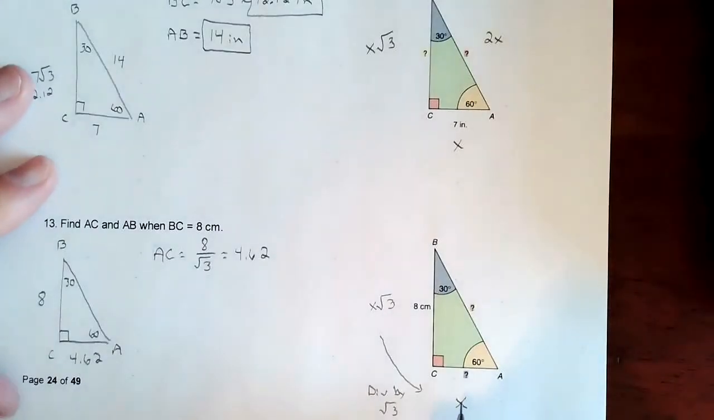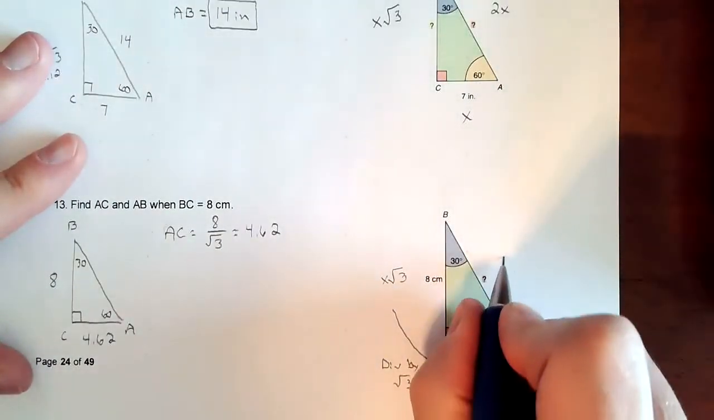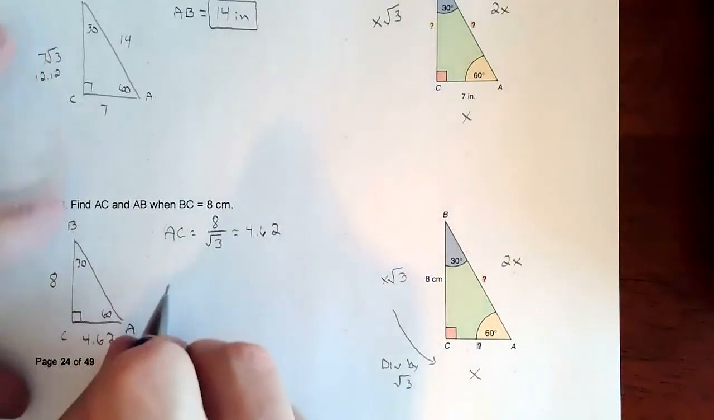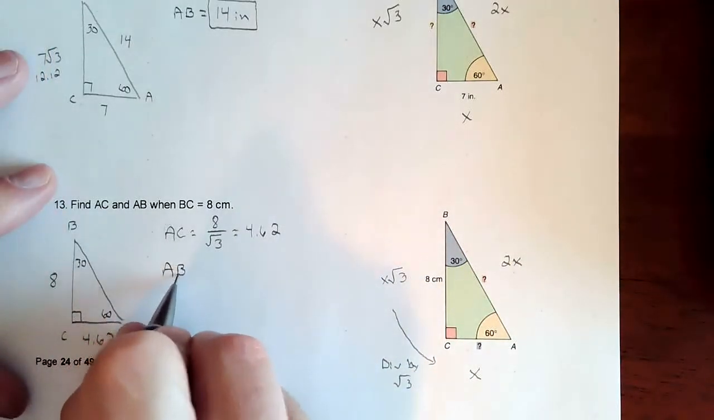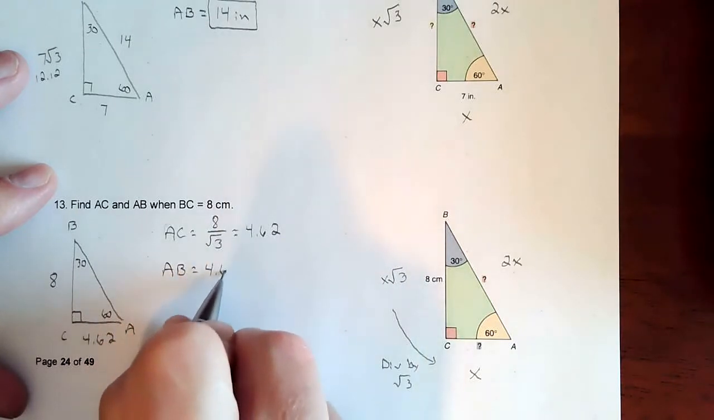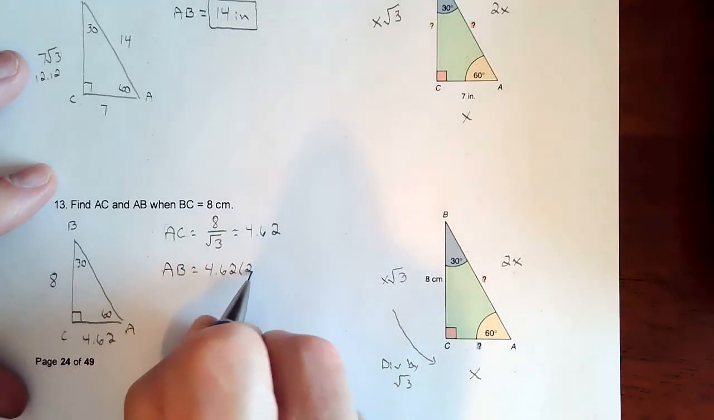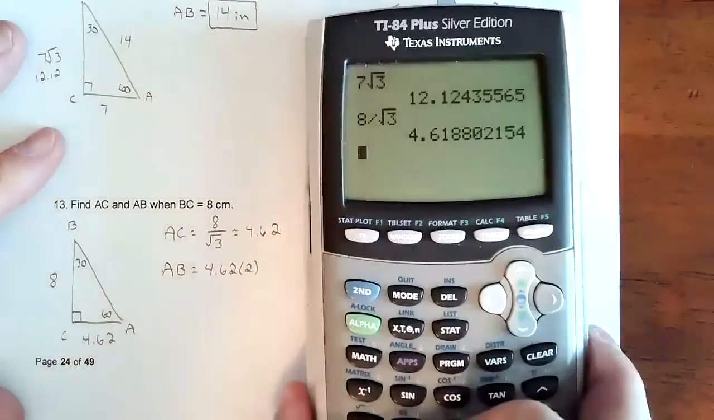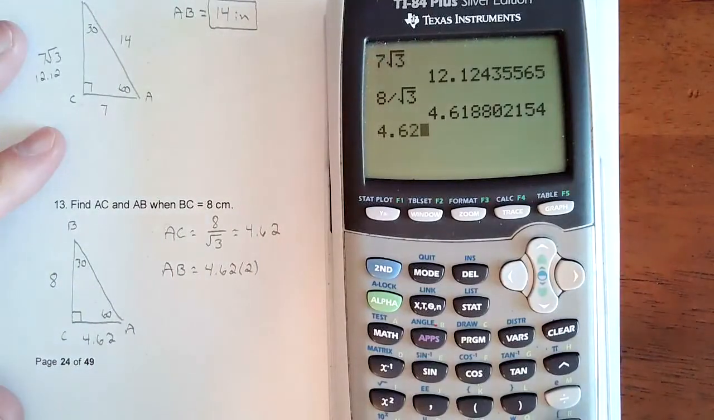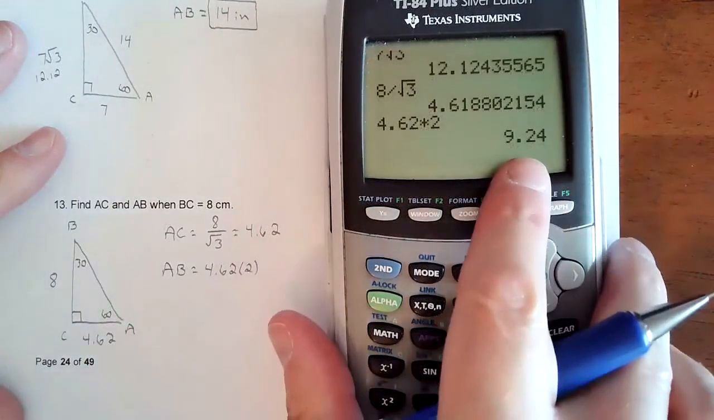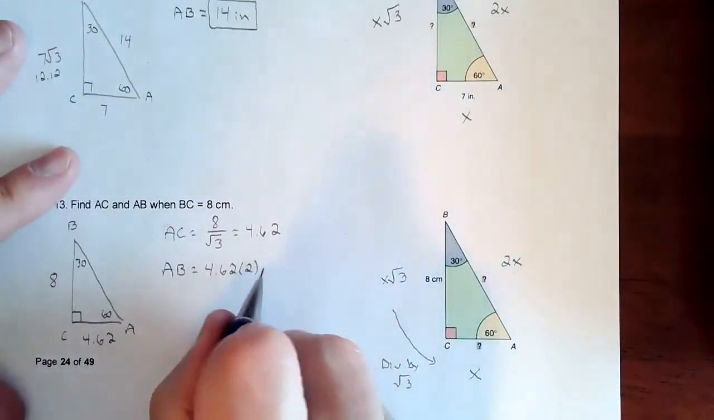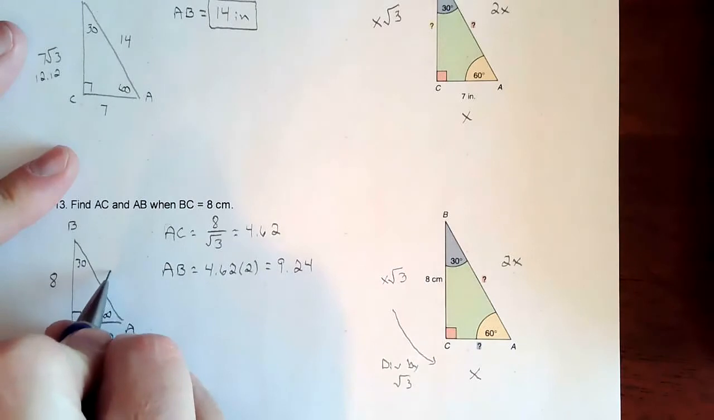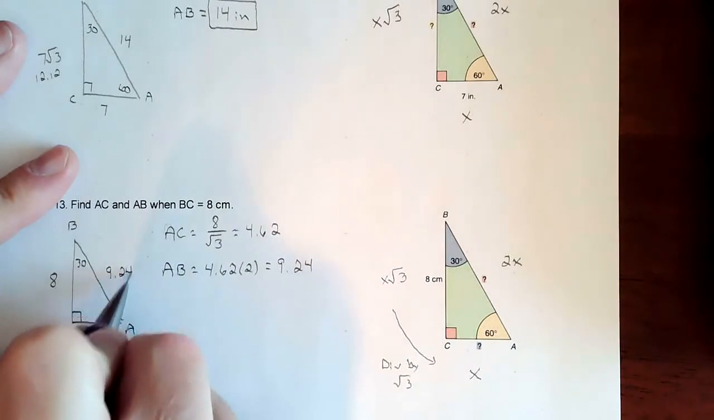Because then if I know my shortest side, my hypotenuse is always exactly twice that. So I'll take that 4.62 to get AB. I'm going to multiply it by 2 because the hypotenuse is always twice that value. So 4.62 times 2 is 9.24. Again, I just like to throw it onto the picture, and I'll say why in just a second.